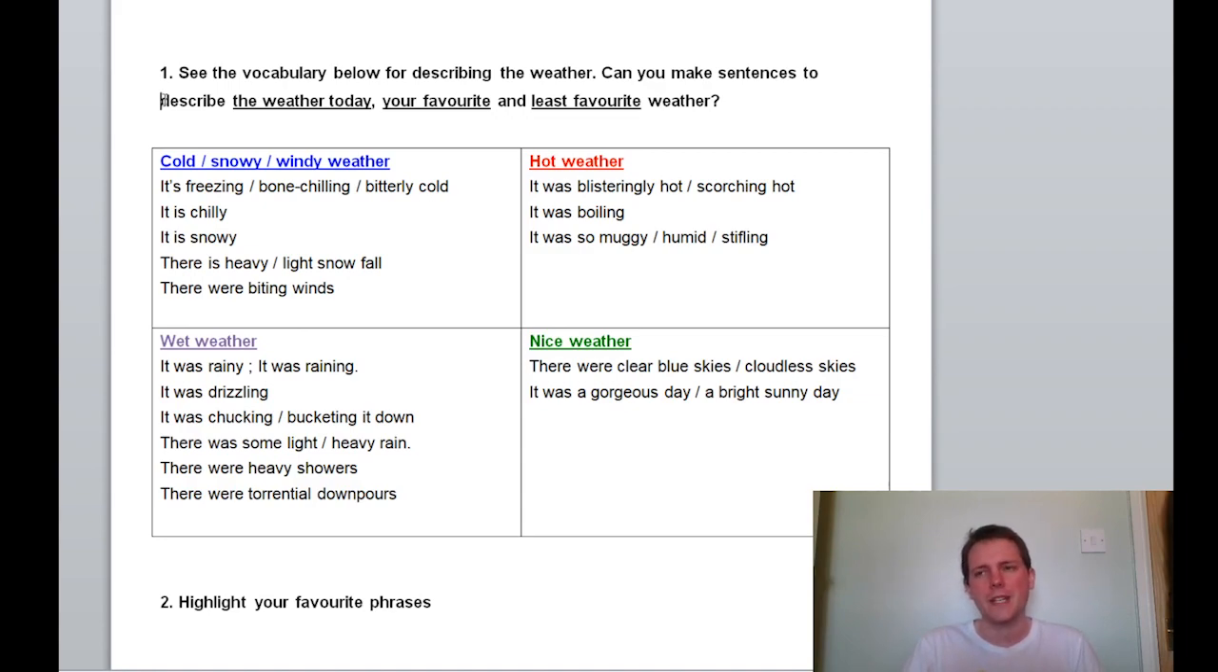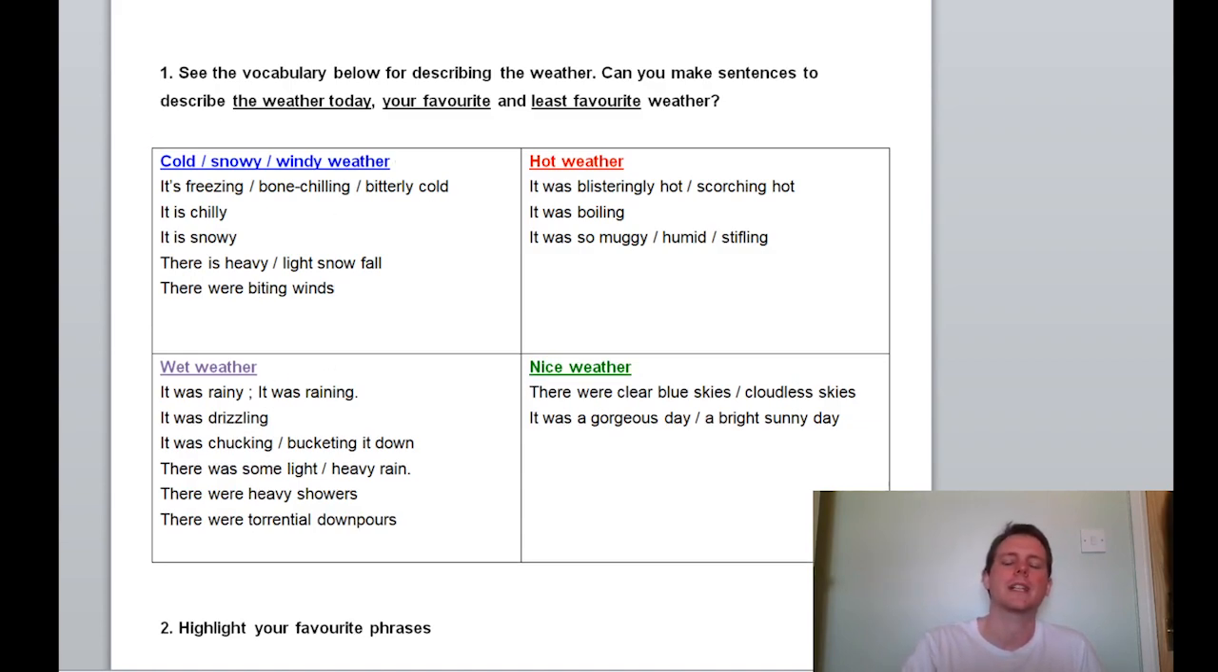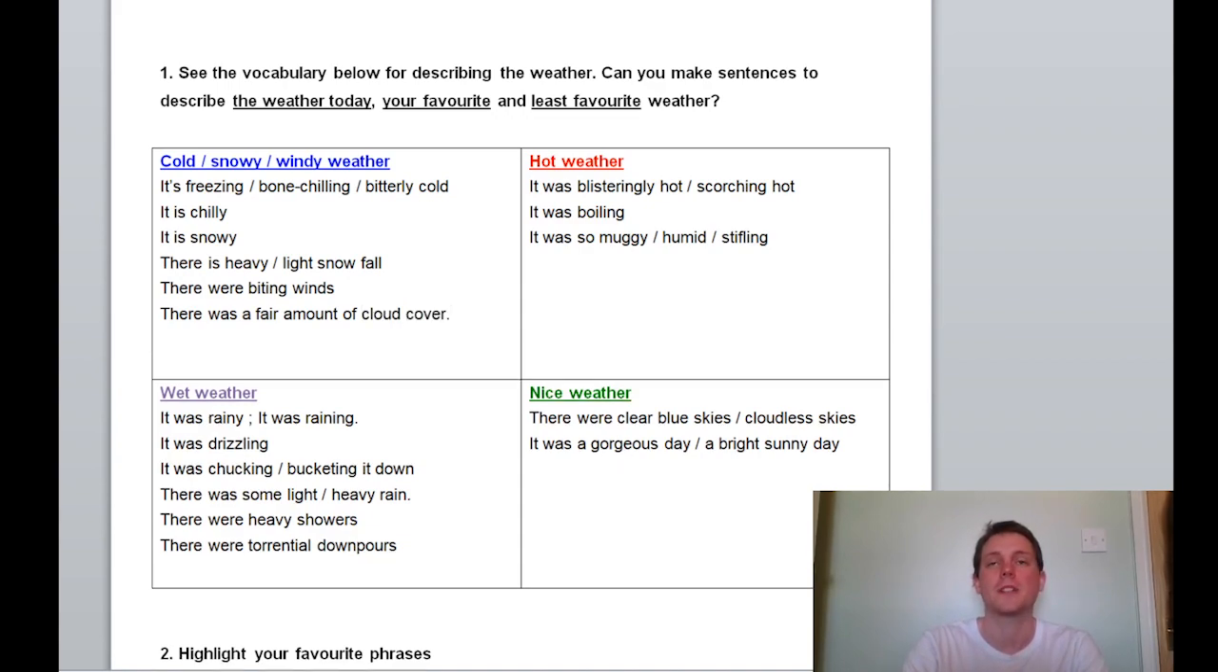Earlier today, I have to admit, it was a bit dull and miserable, mainly because of the cloud cover. There was a fair amount of cloud cover, you could say. A cloudy day you can describe as dull, miserable, this kind of thing. Okay, that's the weather today.